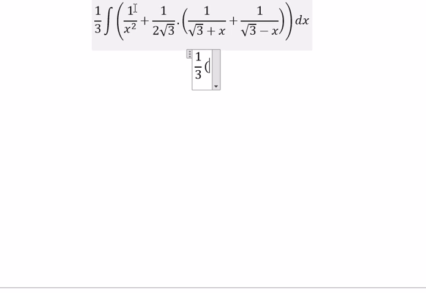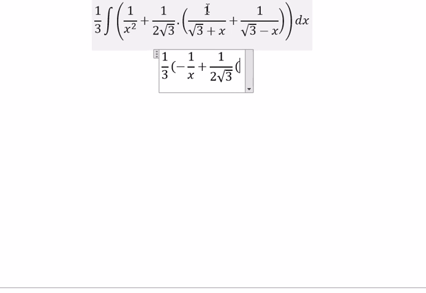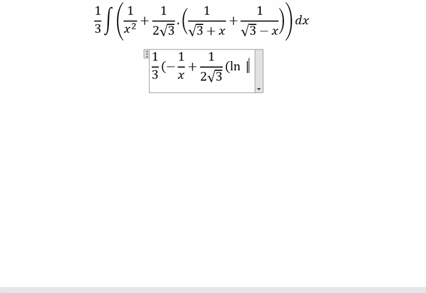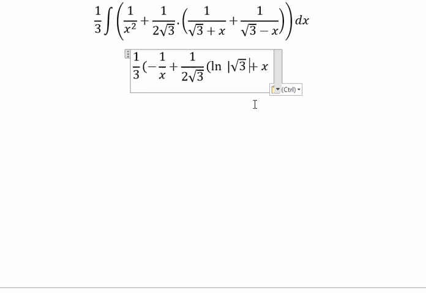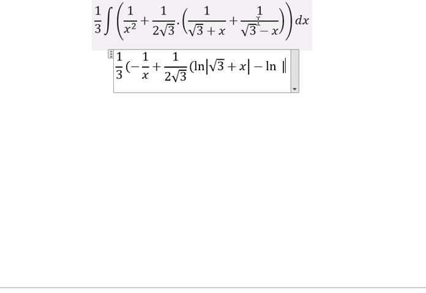The integral of 1 over x squared, you will get negative 1 over x. The integral of 1 over the square root number 3 plus x, you will get ln of absolute value of this one. Because we have the negative next to x, you get negative ln of absolute value of this one.